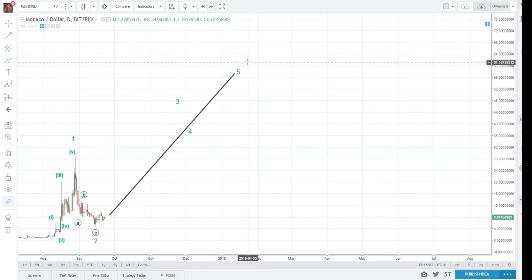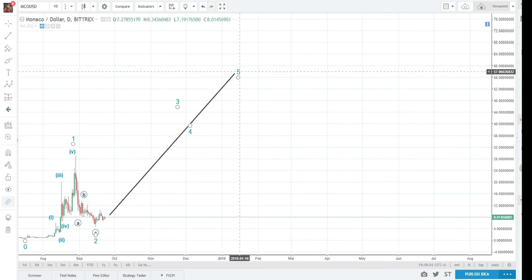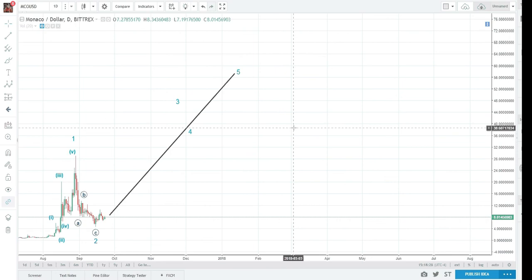And once this 5 is done, from here, a significant correction will ensue. Because why? 1, 2, 3, 4, 5. After 5 waves of any degree, whether it be in seconds, days, months, or years, after 5 waves, there must be a required 3-wave correction.